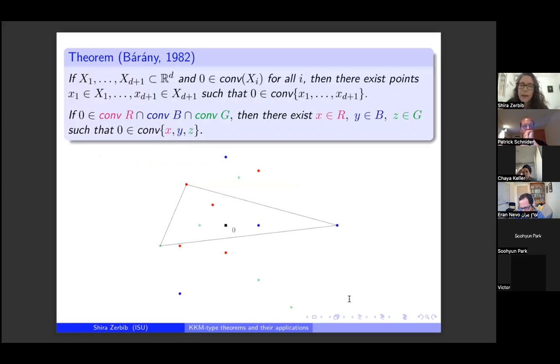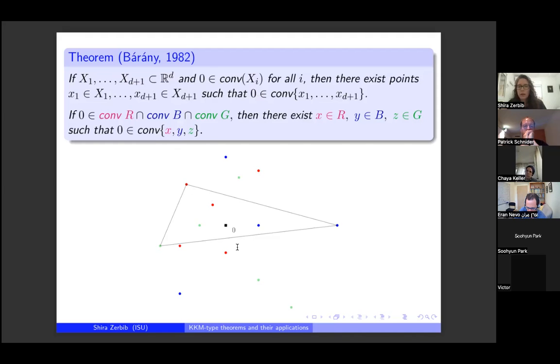So the colorful Carathéodory theorem tells us that if we have d+1 sets in R^d, and each one of these sets contains 0 in its convex hull, then there exists a choice of one point from each one of these d+1 sets such that these d+1 points contain 0 in their convex hull.